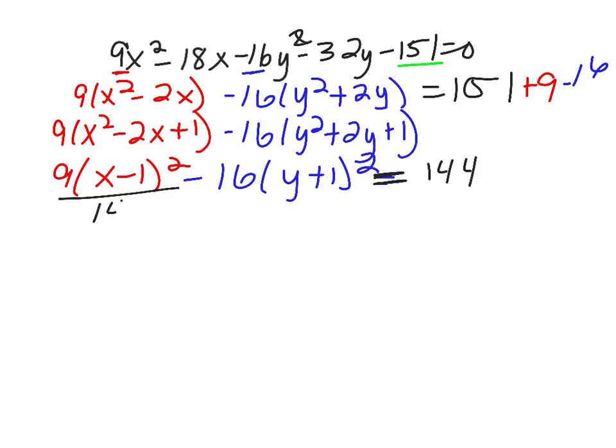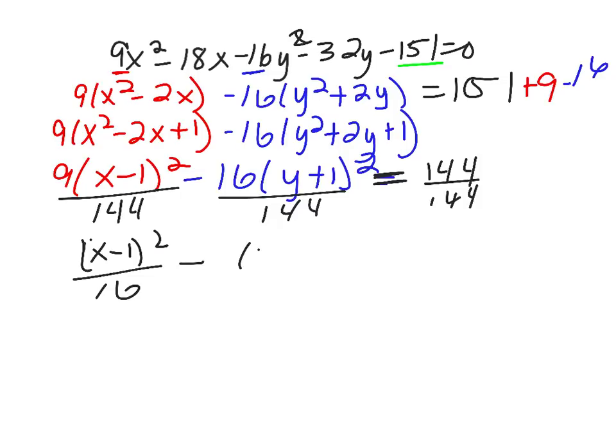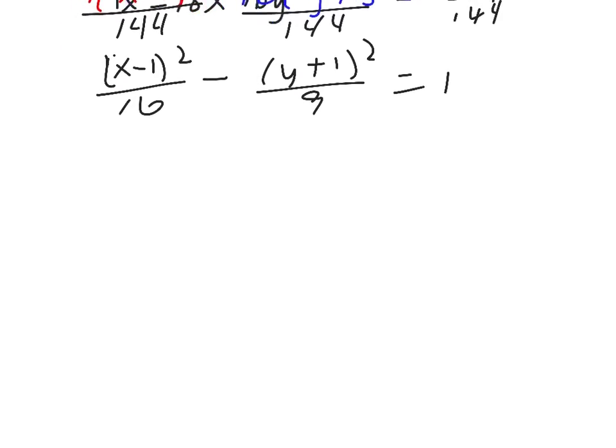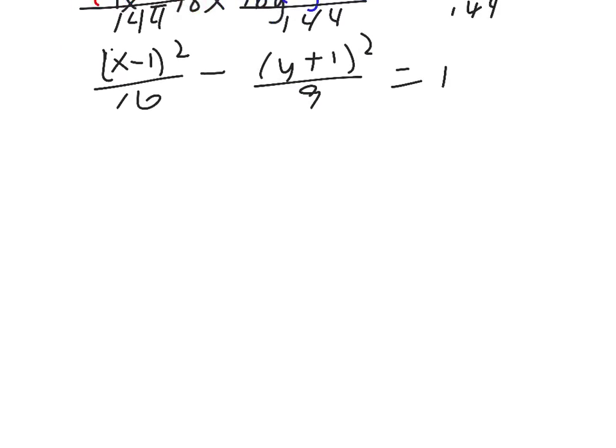Divide everything by 144. So 9 and 144 reduce to 1 and 16. So it's x minus 1 squared over 16 minus y plus 1 squared over 9, since 16 and 144 reduce to 9, and that equals 1. Okay, so now with the hyperbola, your a squared is underneath the positive binomial. Usually it's the first one that you write as positive. So this is my positive binomial. This would be my negative binomial. So this one has to be my a squared.